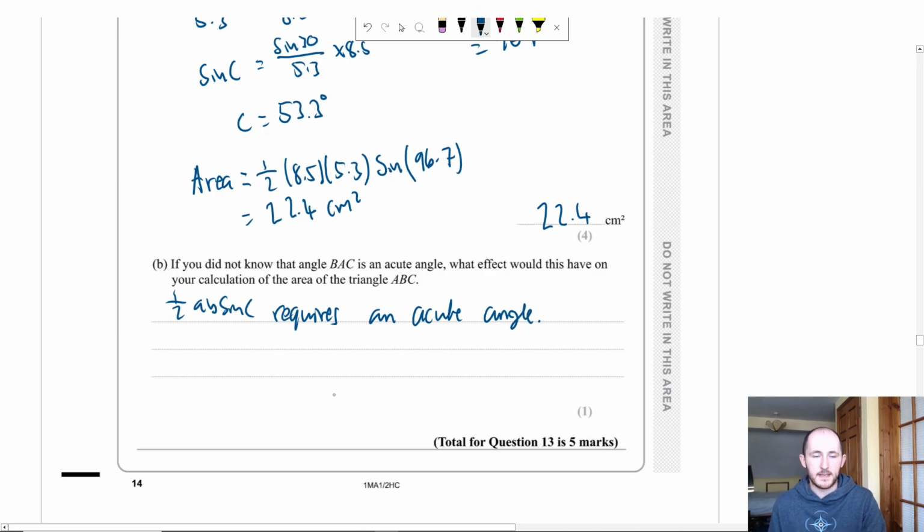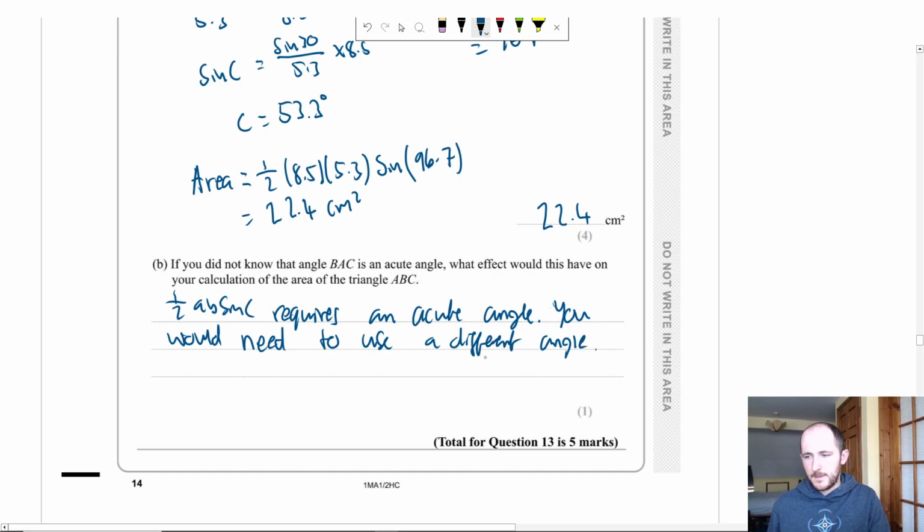It requires it. Okay? If you try and do it with the one that's above it, you will get an answer, but it'll be very odd. Okay? So what would you need to do? Well, what you would need to do is find a different angle. So you would need to use a different angle. Okay? That's what you'd have to do. Okay? So just keep that in mind.